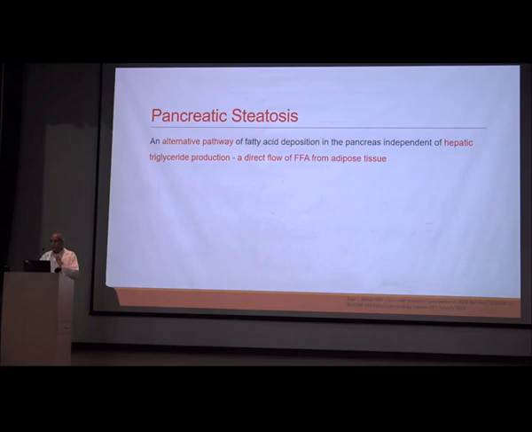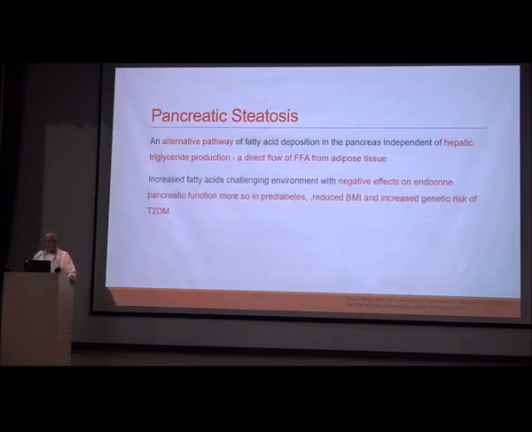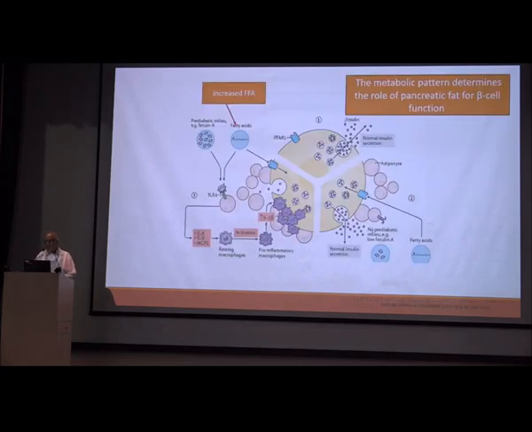Another thing is about pancreatic steatosis. So we know that there is an alternate pathway for fatty acid deposition in the pancreas independent of hepatic triglyceride production. So there is a direct flow of FFA. And this causes negative effects on endocrine pancreatic function, more so in prediabetes, patients with reduced BMI and increased genetic risk. And this is what is beautifully illustrated here.